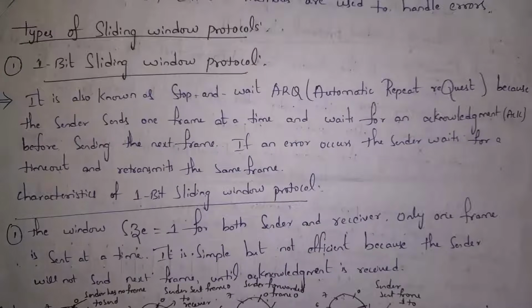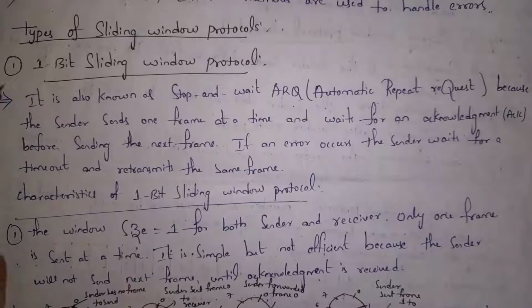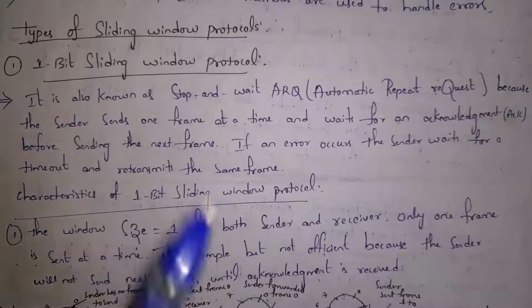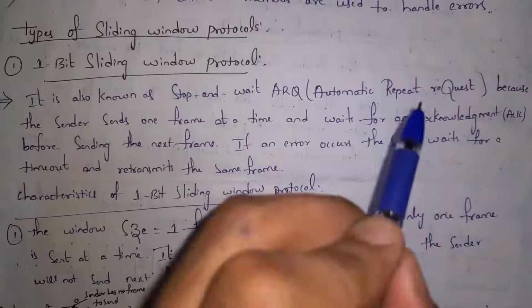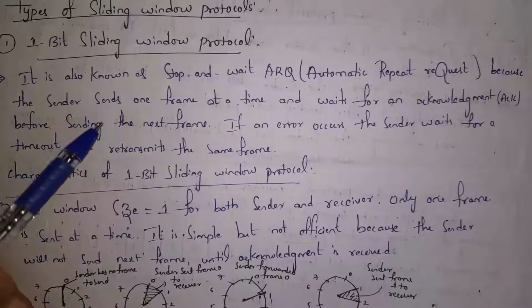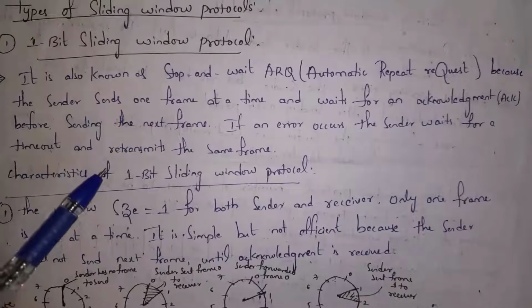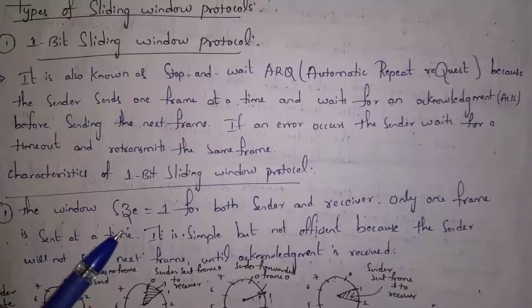The sliding window protocols are classified into 3 types. The first one is the one-bit sliding window protocol. Guys, we also call the one-bit sliding window protocol stop and wait ARQ, where ARQ stands for automatic repeat request. For example, each frame carries 1 bit. In the one-bit sliding window protocol, the sender can send only one frame at a time. At first, the sender will send the first frame, and then the sender will wait for acknowledgement from the receiver. Only after getting acknowledgement from the receiver, the sender will send the next frame.